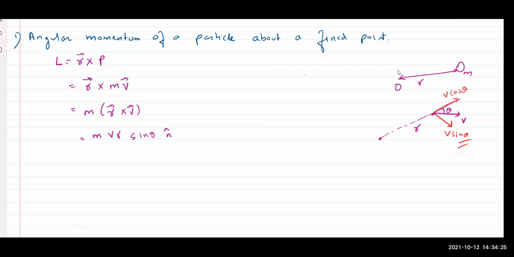Perpendicular component. Now if you think logically, the component along the radius has nothing to do with rotation. But the point is moving in this direction, so the perpendicular component is responsible for angular motion. So it is responsible for angular momentum. The formula says the same thing: v sin theta into r is the perpendicular component. Yes or no?